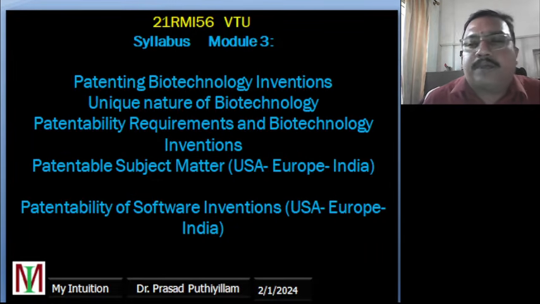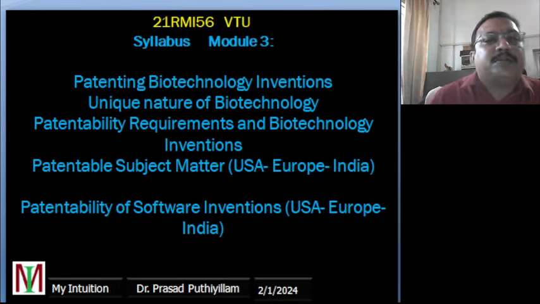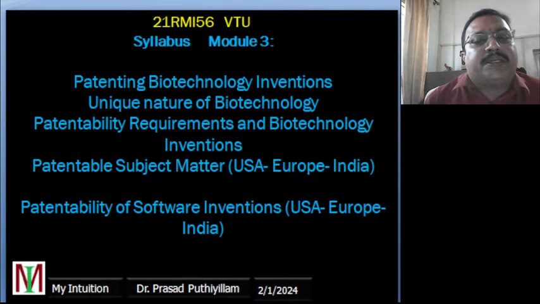Next, patenting biotechnology inventions. Biotechnology was somewhat new. For us it is not new, but it is new in this field. So it has its own unique requirements of patenting, which come under biotechnology.